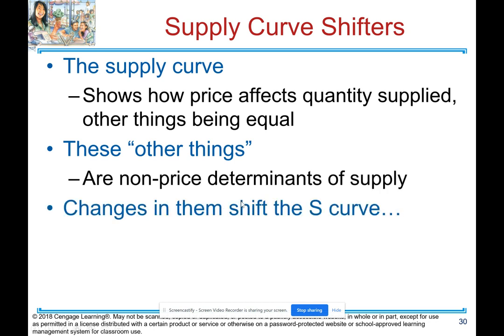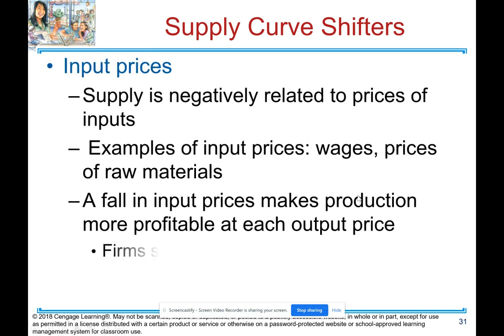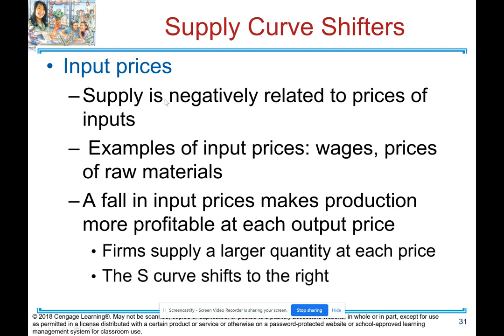Like demand, supply has shifters. Those are non-price determinants of supply. The supply curve shows how price affects quantity supplied, other things being equal. What are these other things? These other things are non-price determinants of supply. Changes in these determinants shift the supply curve. For example, these are the supply curve shifters.